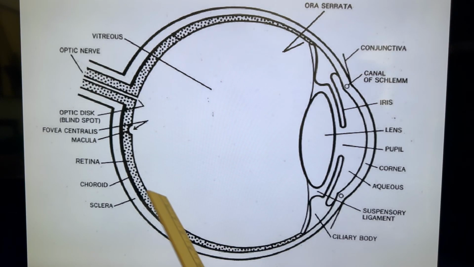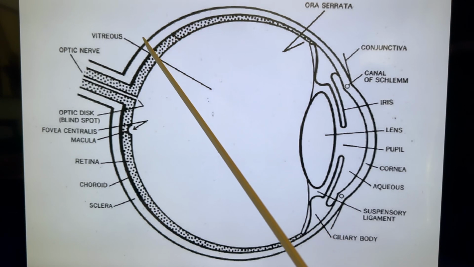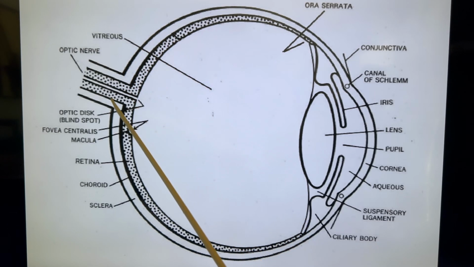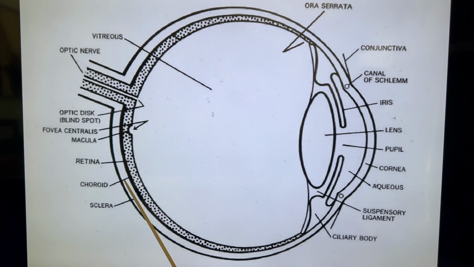Finally, there's the choroid. This little black layer here between the sclera and the retina, the choroid.